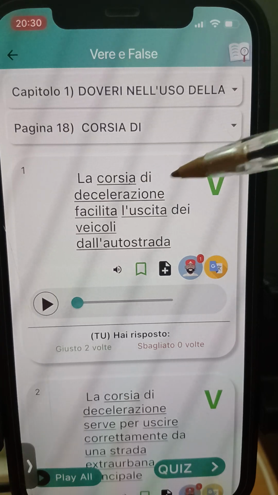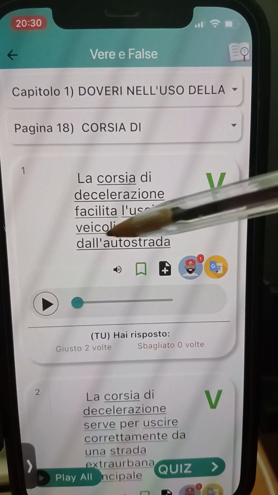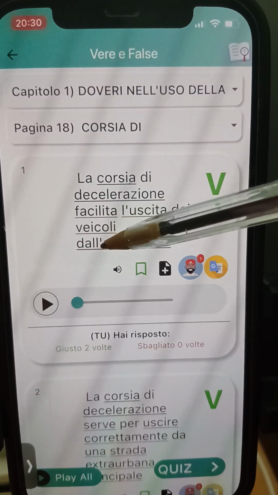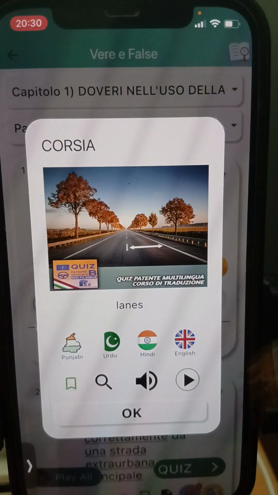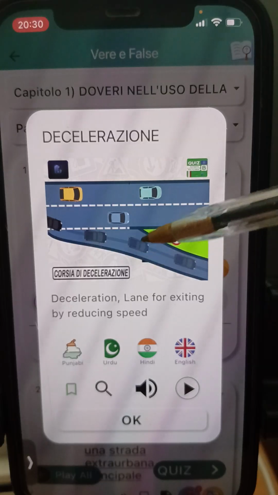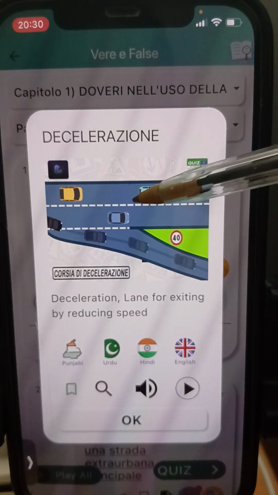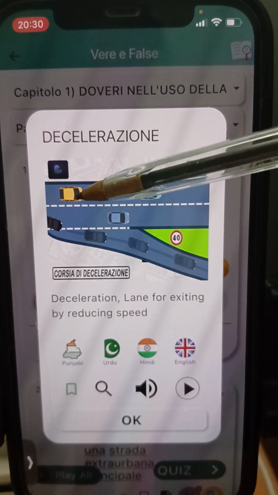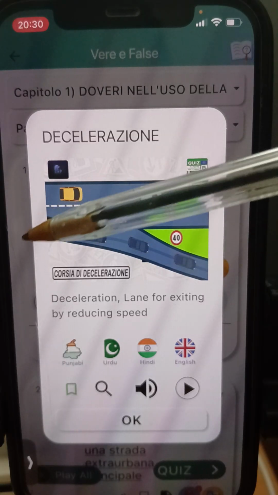It says la corsia di decelerazione, it facilitates the exit of what? Of vehicles in what? In autostrada. Let me touch it again. Sorry, this is not what I want. Decelerazione. Can you see it? The first one we saw, it was like this. That one is to enter. And you see the second one now is to do what? Is to go out.